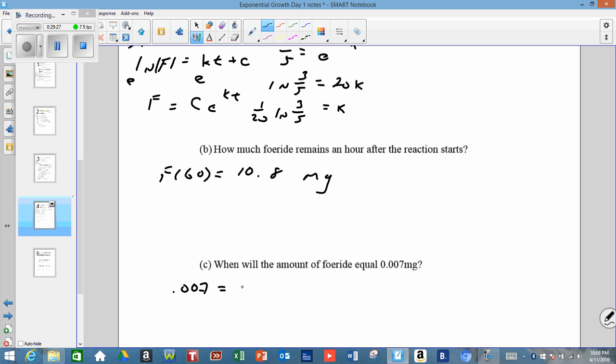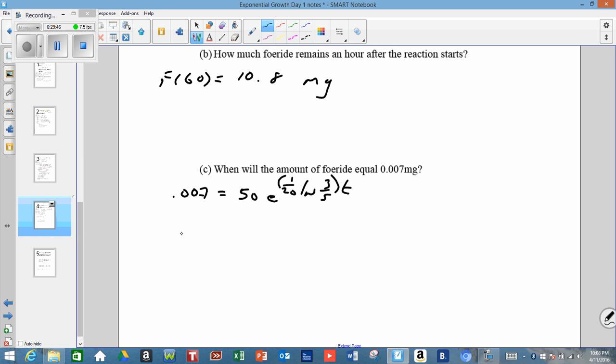The initial amount, again, was 50 e to the 1/20 natural log 3/5 t. We are solving for t. Okay, so divide both sides by 50. So we get 0.007 over 50 equals e to the 1 over 20 natural log 3/5 t.